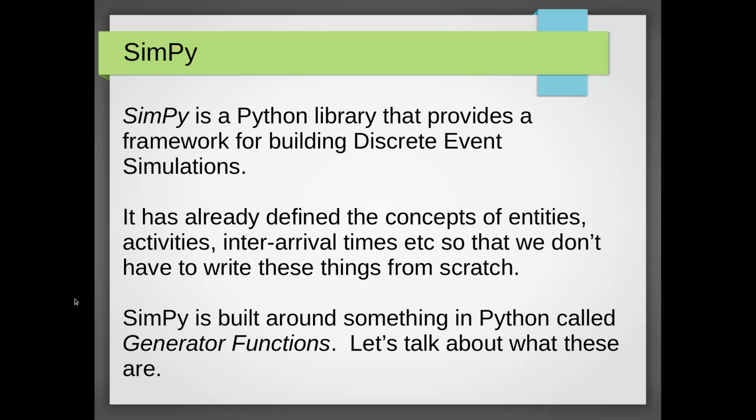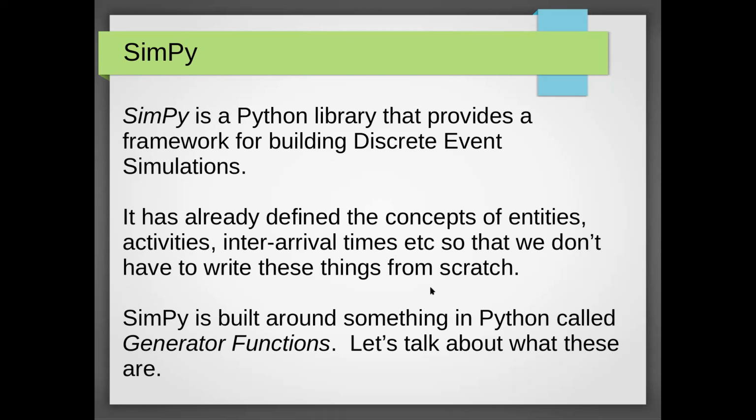SimPy is basically a Python library. It's a very good, very well regarded and well used Python library that provides a framework for building discrete event simulations. Now, there's nothing stopping you, if you wanted, from coding a discrete event simulation from scratch using everything that I've taught you so far and Googling things. That would be absolutely fine. But you would have to define all of these concepts of what an entity is, what an activity is, what an inter-arrival time is, etc. The benefit of using a framework like SimPy is we don't have to do that. It's already defined these things. So we can talk about entities and activities and inter-arrival times and resources, and it's already done all the hard work for us of defining what those things mean. So we don't have to write that from scratch.